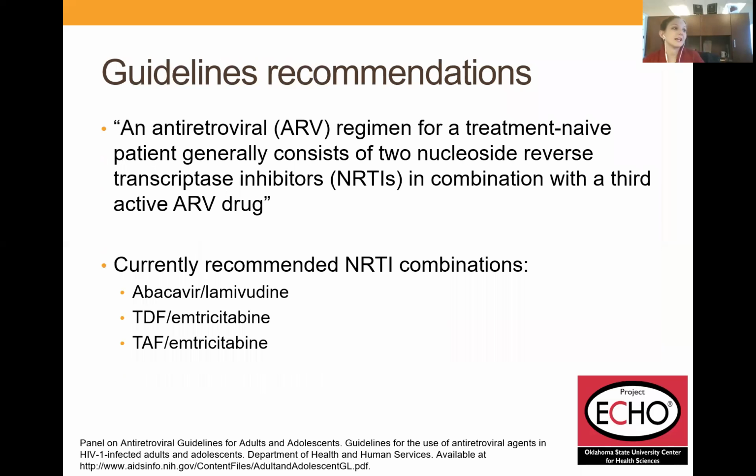So these are guideline recommendations. Antiretroviral therapy for treatment-naive patient generally consists of 2 NRTIs, nucleoside reverse transcriptase inhibitors, in combination with a third agent. And so the currently recommended NRTI combinations are going to be abacavir and lamivudine, TDF plus emtricitabine, or TAF plus emtricitabine. Now, could you combine these some different ways? Yes, you could, but these are the ones that are in combination products. And so those are the ones that are the easiest for patients to take.